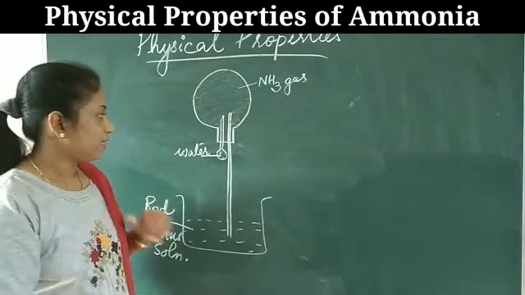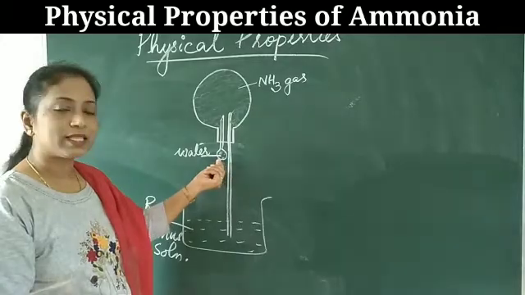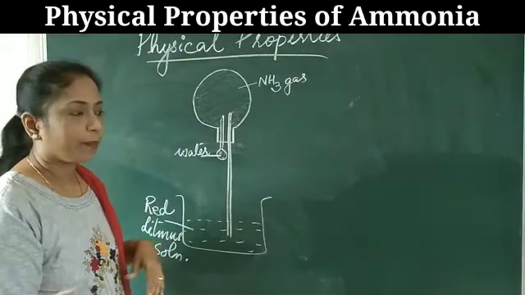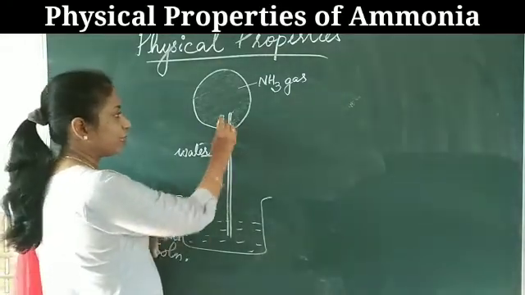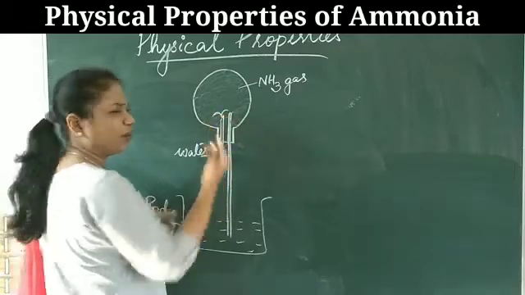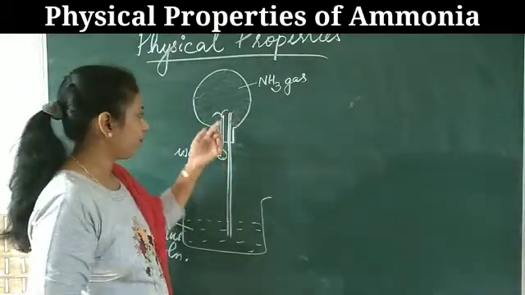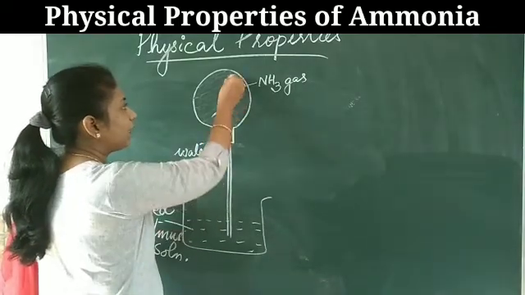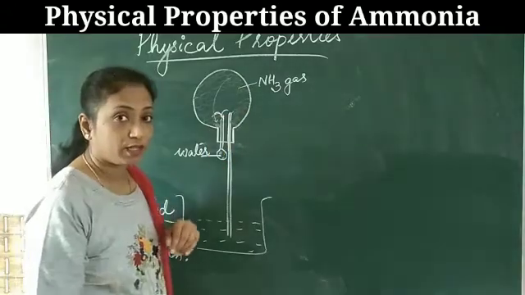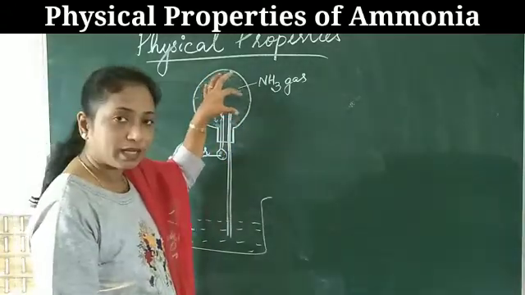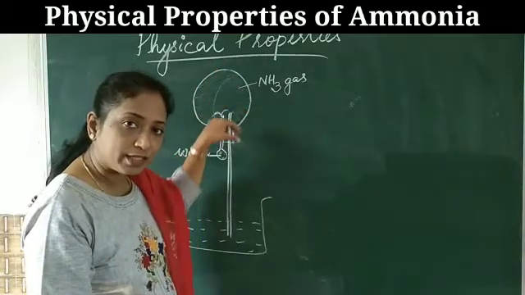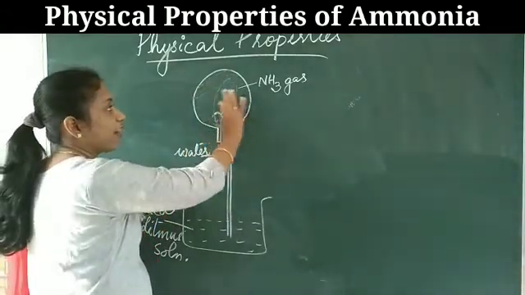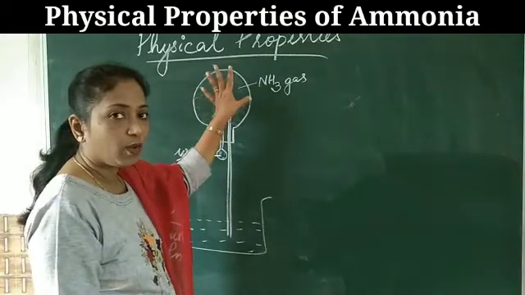Now, what is our first step? Our first step is to press the rubber part of this water dropper, and when we press it, a few drops of water will fall. Not many drops, a few drops, because it is a small dropper. In those few drops of water, what will happen? Ammonia being highly soluble in water, the ammonia gas present in the round bottom flask will dissolve. It will create a partial vacuum.